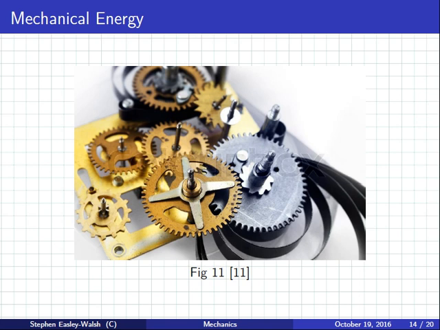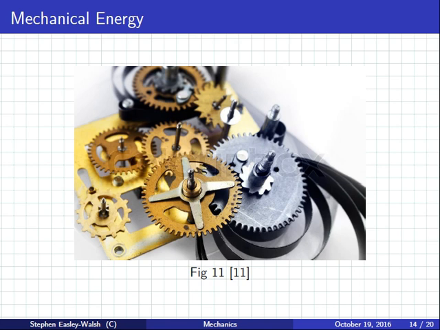And again, although this seems old-fashioned, it's still an important form of energy, because if you think about cars and planes, you still need to think about this sort of mechanical energy, how the turning of the cogs and the wheels can do work.